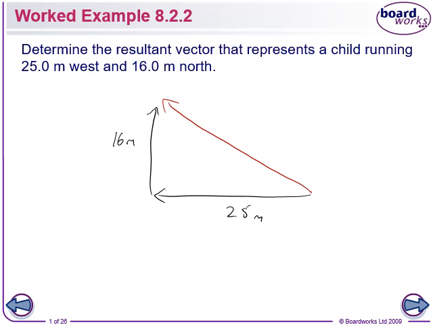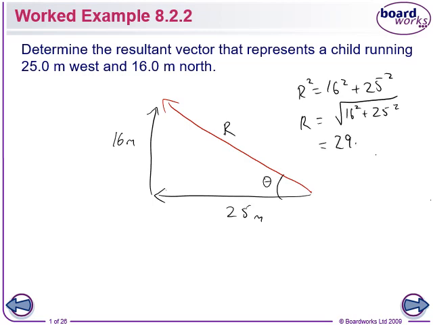Okay, so first of all, let's work out the magnitude of that resultant vector. So we'll call that vector r. So r squared equals 16 squared plus 25 squared from Pythagoras. Someone could work that out for me, that would be super. 29.68 metres. Thank you very much.